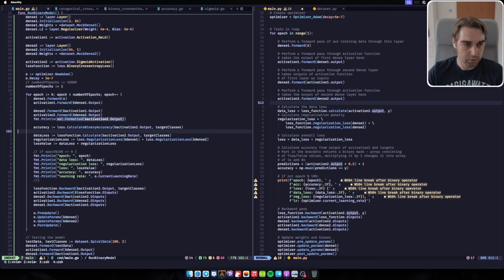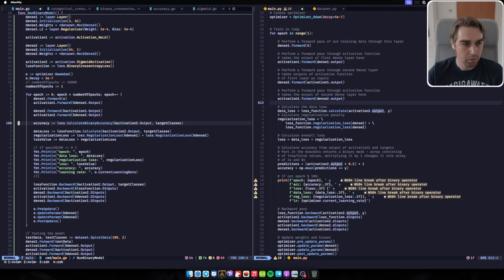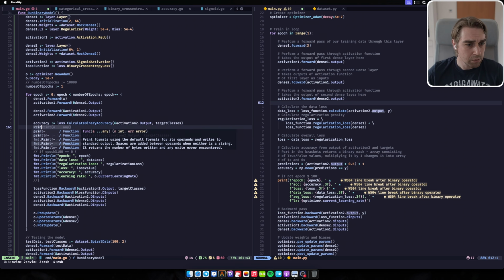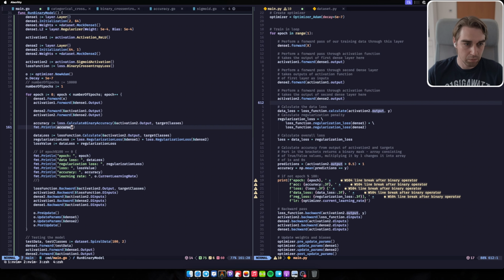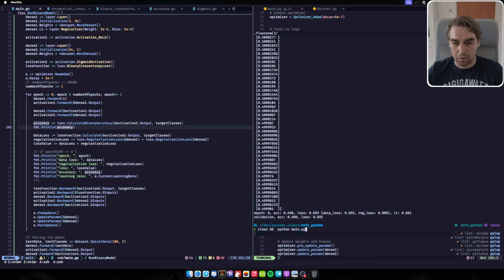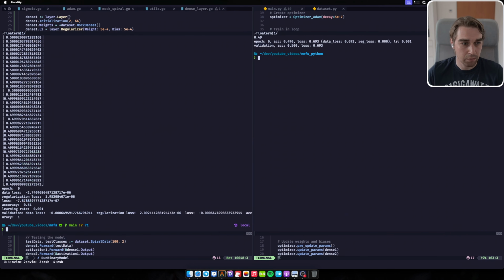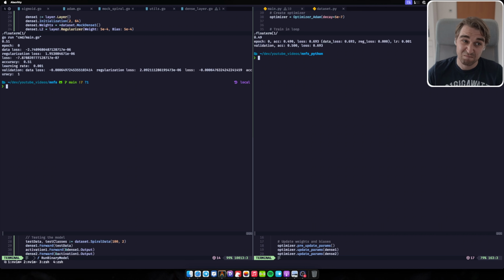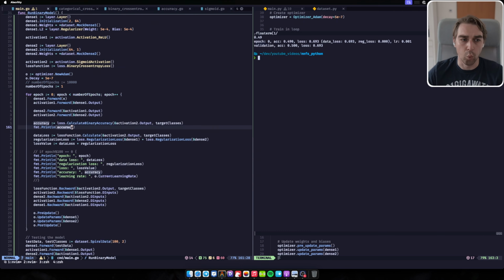Okay, let's actually take a look at accuracy if we calculate it properly. Where is it? Print accuracy. 0.89. This is interesting. So the accuracy is different. But why?